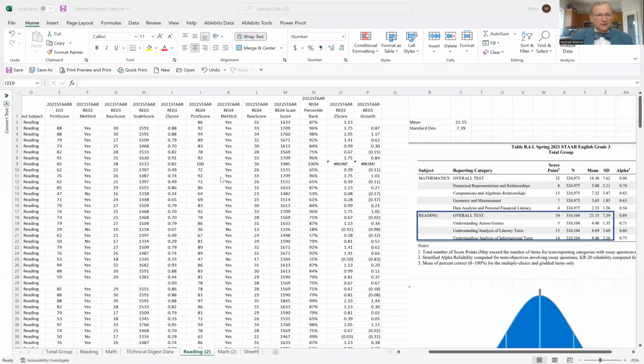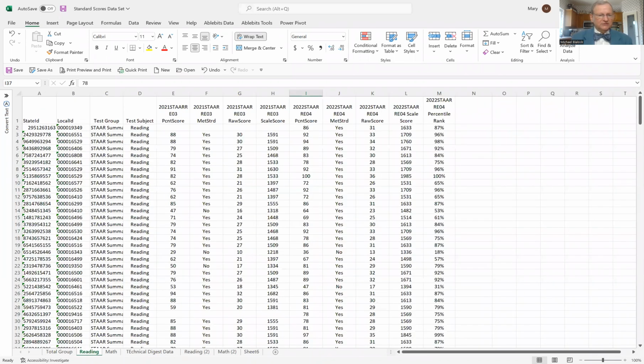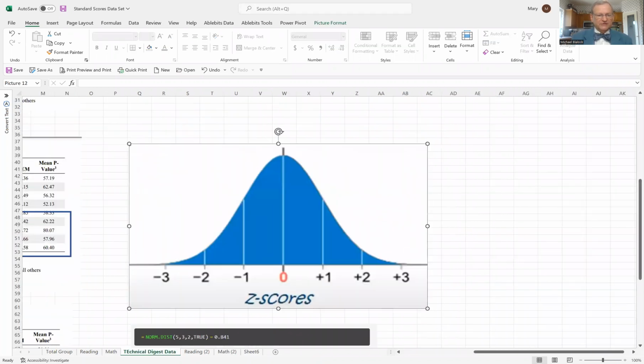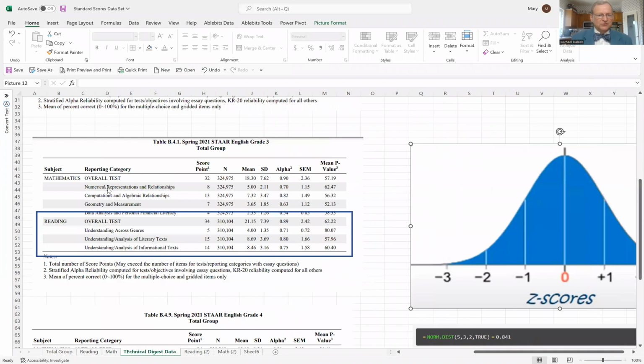I'm going to share my screen so that we can talk about Z-scores, how to calculate them, and how to utilize them. The information was provided by Dr. Cooper. We had the total group, reading information, math, and then also a link to the technical digest, which is from TEA, so that we're able to see the standard deviation as well as the mean for our test.